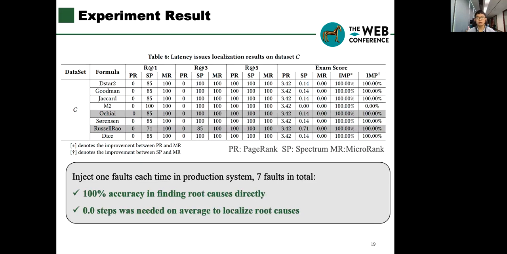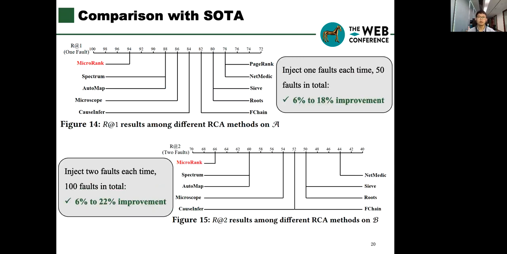At dataset C, there are 7 faults in total. The experimental results show that MicroRank can find root causes each time in a real microservice system. To validate the effectiveness of MicroRank, we compare it with several state-of-the-art root cause analysis methods, including CauseInfer, Roots, Microscope, and so on. In dataset A, MicroRank achieved 6% to 18% improvement. At dataset B, MicroRank achieves 6% to 22% improvement.